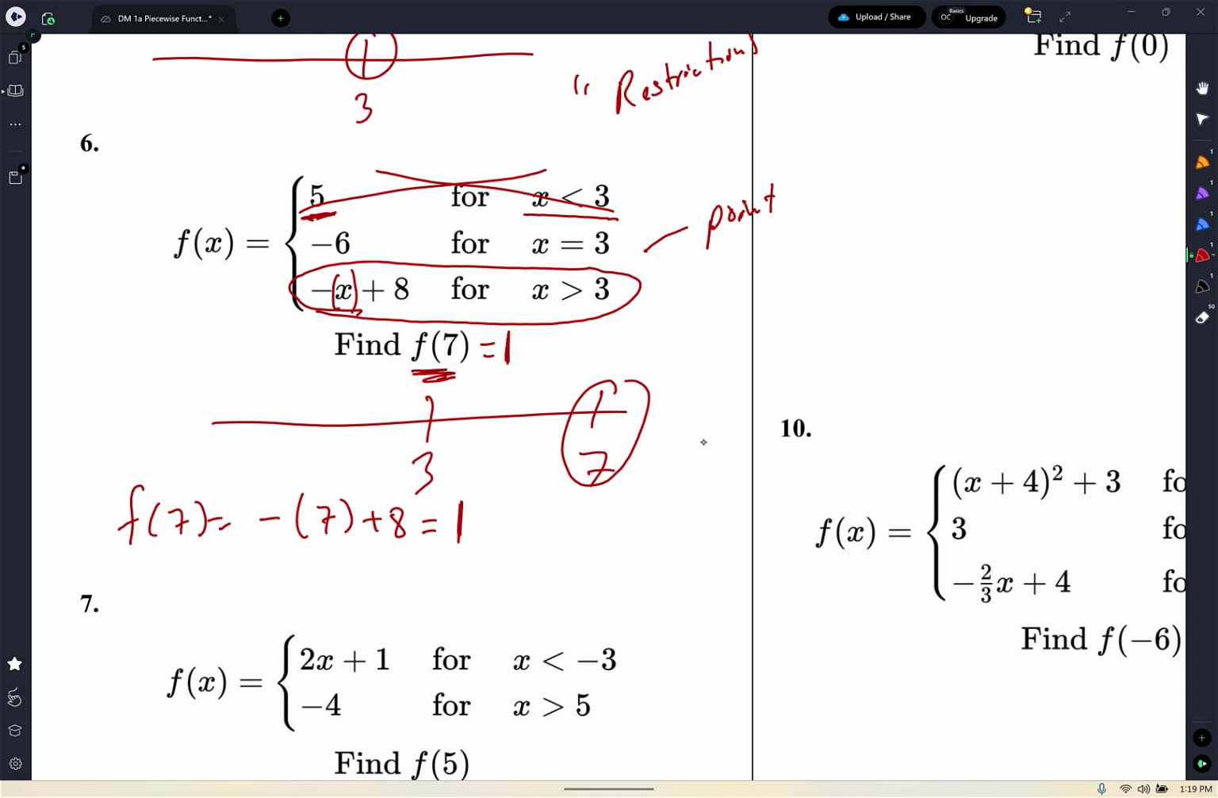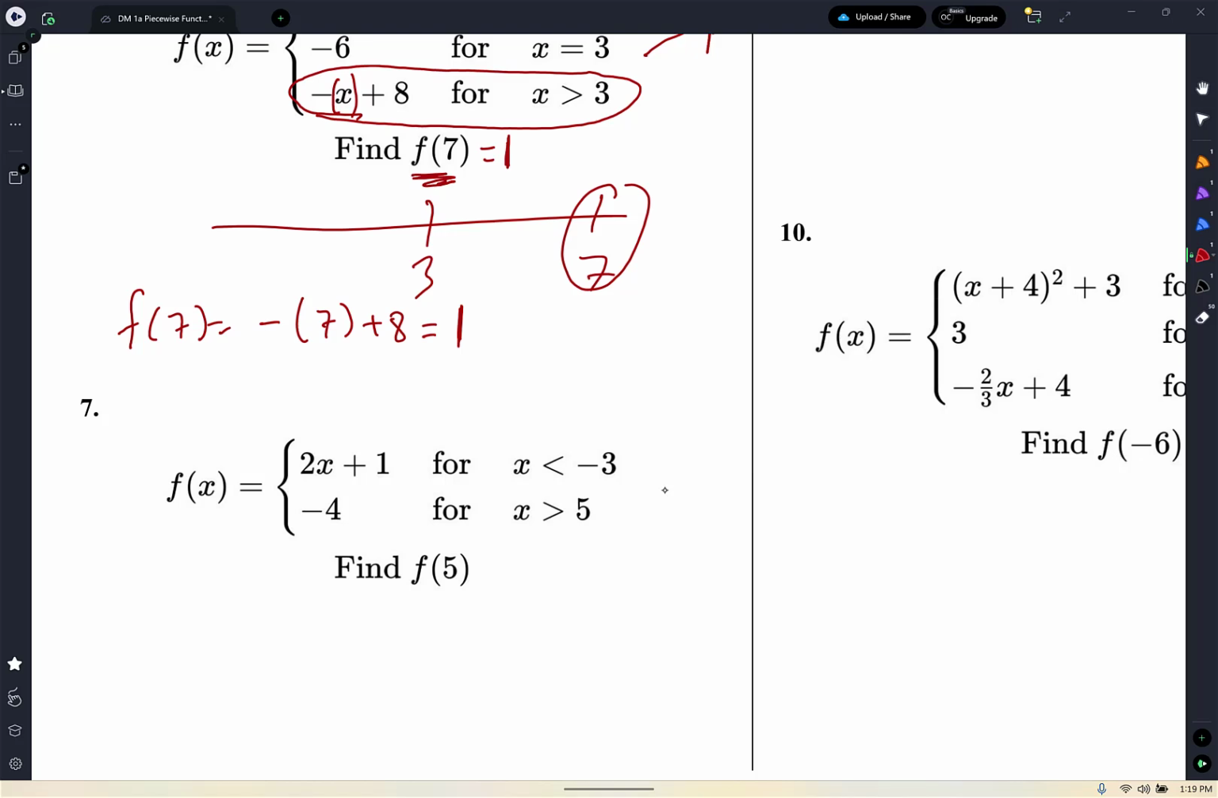Are we okay so far? Nothing crazy, right? Okay. Let's go to the next one. Check it out, guys. They're trying to trick you on purpose. This one says f of 5. The top expression is for x less than negative 3. We're not using that. Look at the bottom expression. It says for x greater than 5. Can I use that one? No. Why can't I use that one?